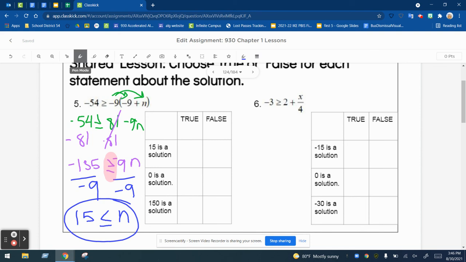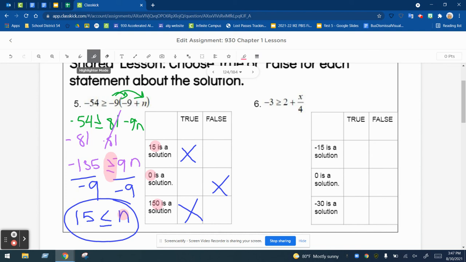So is 15 a solution? Yes, because it's equal to. Is 0 a solution? Is 0 going to be greater than 15? No. Is 150 a solution? Is 150 greater than 15? Yes. So we're going ahead and we are substituting these numbers in for our variable. So can that number work there? So is 150 greater than 15? Yes. Is 0 greater than 15? No. Is 15 greater than or equal to? Yes.